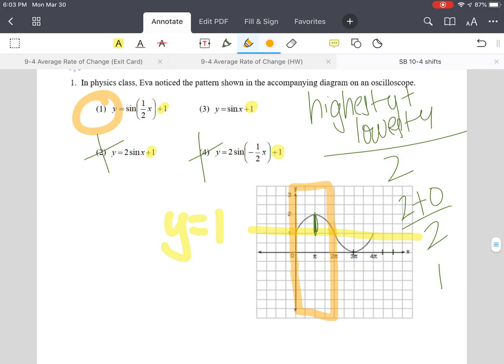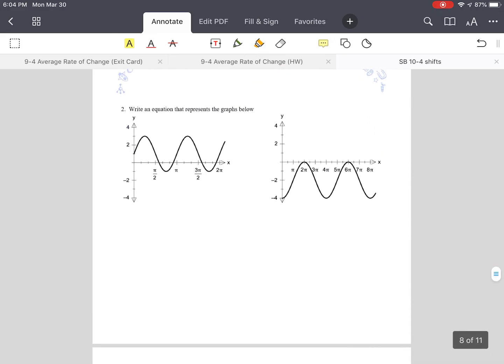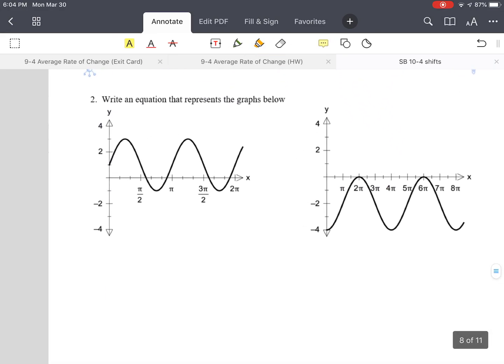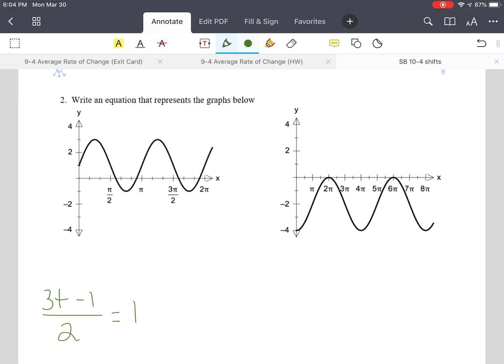Okay, let's look at the next one. Okay, so here they just want us to write the equations. Okay, so let's find the midline. Again, if it's easy to see, you can just mark it in, but if it's not, let's do our trick. Highest y plus lowest y divided by 2. So my midline is at 1. So I'm going to draw that in.